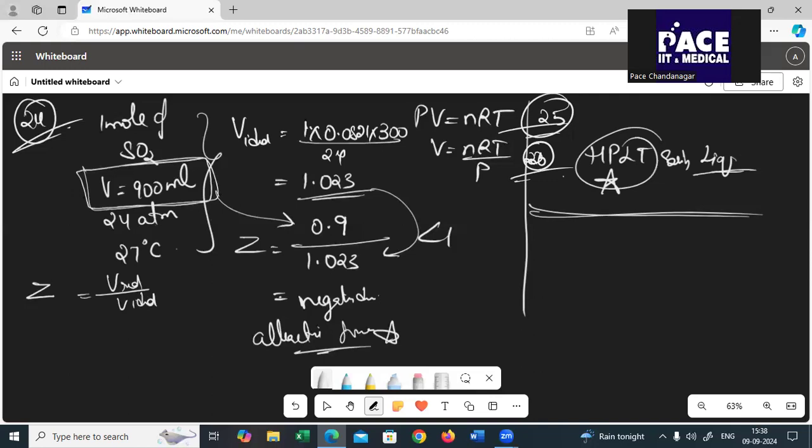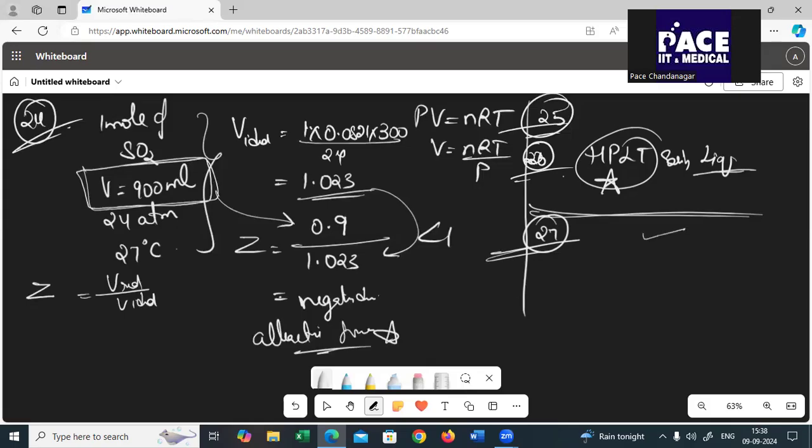Next, which of the following is an incorrect statement? Try to analyze these statements clearly. Please listen to me very carefully. Ideal gases have Z equal to 1 and cannot be liquefied. Is that incorrect? Z is equal to 1, ideal gases cannot be liquefied.